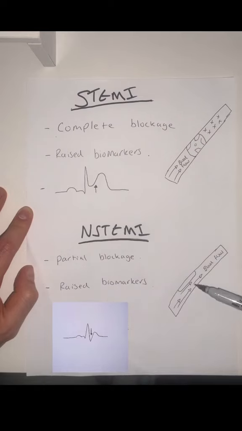In an NSTEMI, you'll have a partial blood flow because you'll have plaque attached to the side of the artery, and it'll reduce the blood flow to the heart, meaning it's slowly getting starved of oxygen.